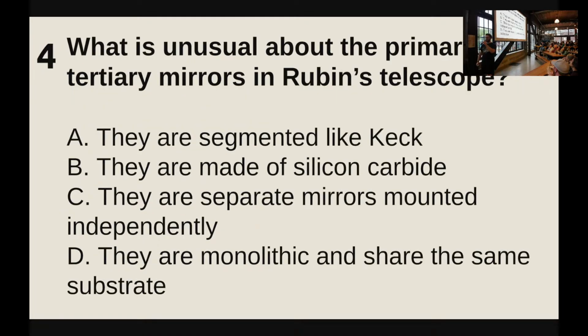Question 4. What is unusual about the primary and tertiary mirrors in Rubin's telescope? Is it A, they are segmented like the Keck telescope? Is it B, they are made of silicon carbide? C, they are separate mirrors mounted independently? Or D, they are monolithic, which means they share the same substrate. They're made out of the same exact material.